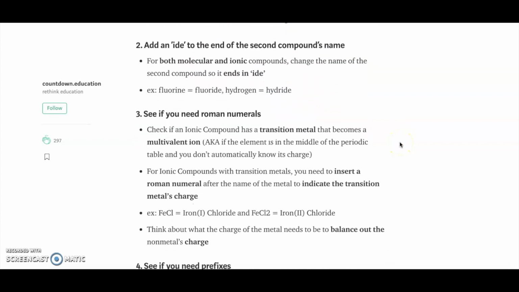Number 2. Add an "-ide" to the end of the second compound's name. For both molecular and ionic compounds, change the name of the second compound so it ends in "-ide". For example, fluorine becomes fluoride, and hydrogen becomes hydride.